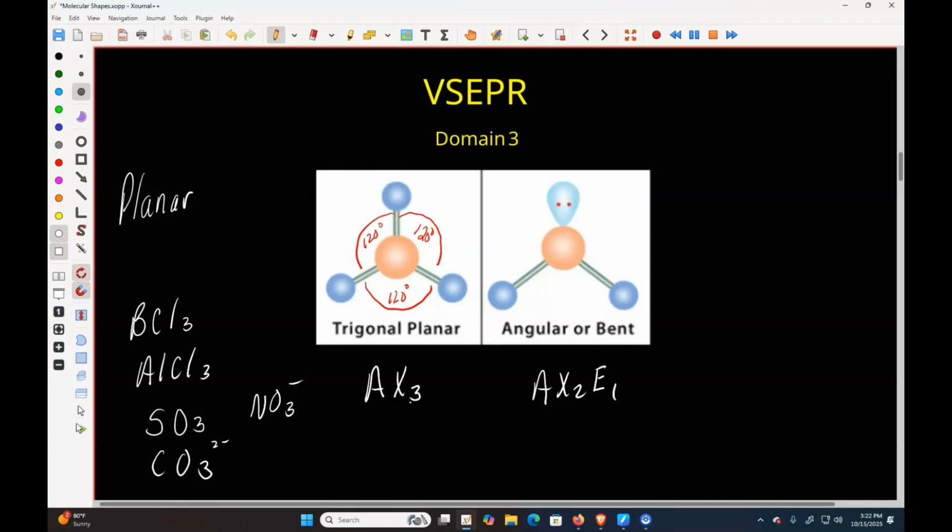Okay, on the right side here, I have an AX2E1. So this is my lone pair of electrons. Okay, this lone pair of electrons, they are very repulsive. So they're going to push everything further around, which means they're going to push this further around. So this bond angle here is going to be less than 120 degrees.